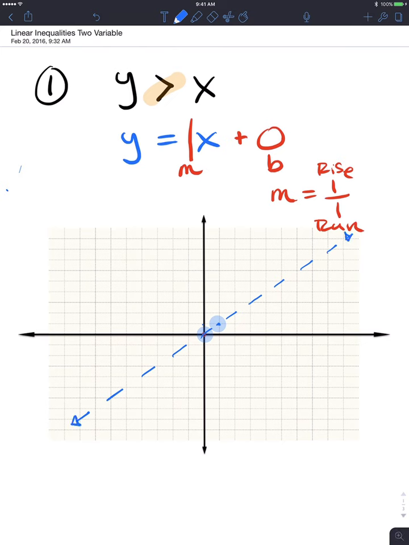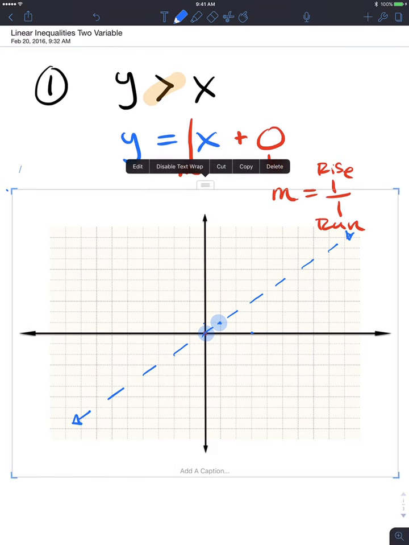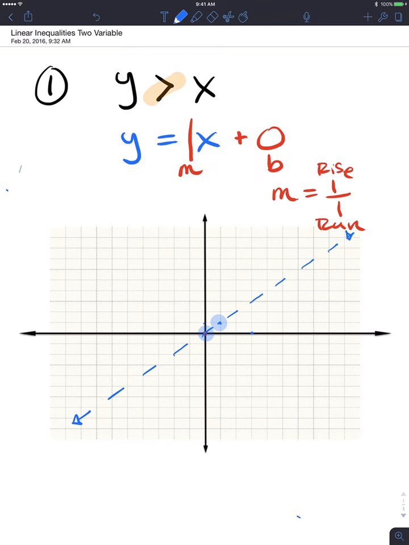Now I need a test point because this line separates my graph into 2 regions, an upper left and a lower right. So I need a test point that's clearly not on the line. So let's pick the point, x is 1, 2, 3. Let's pick the point 3, 0. Now I'll illustrate this. This is where x is 3, and this is where y is 0.